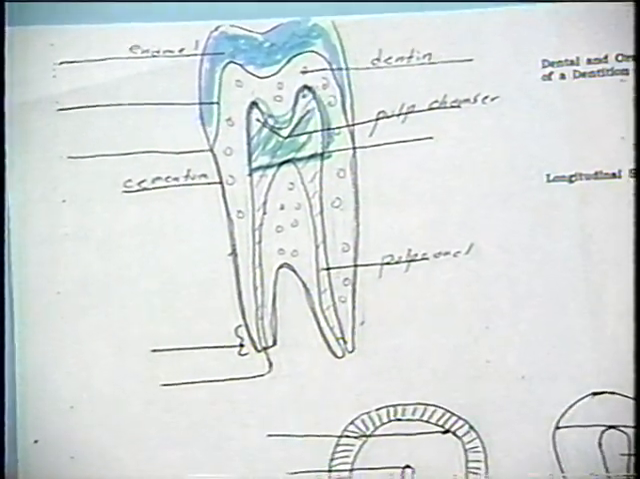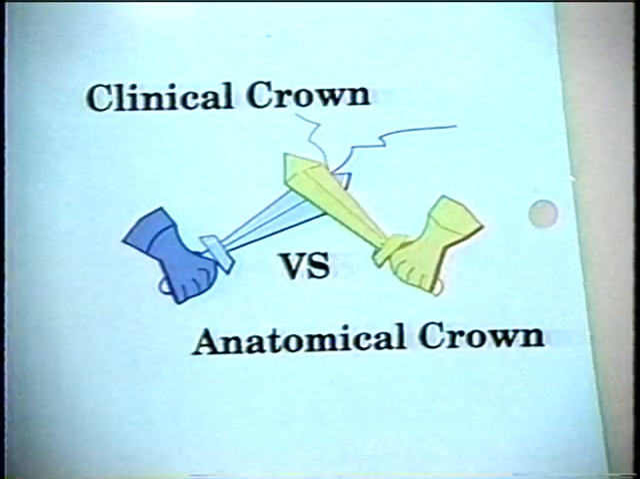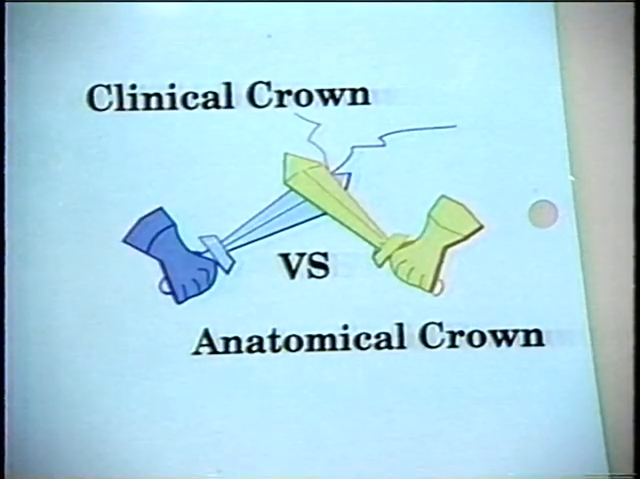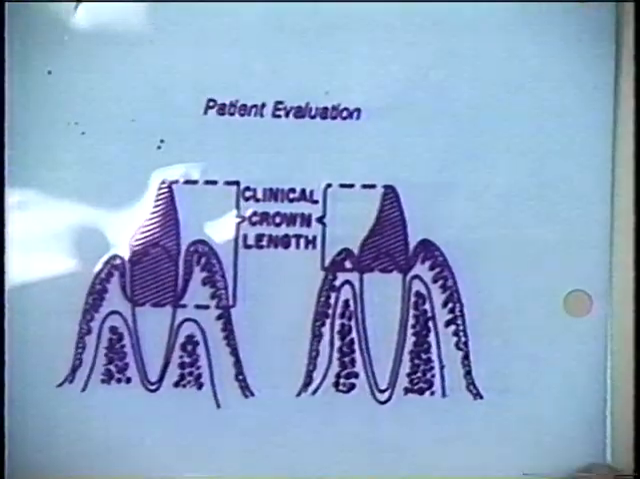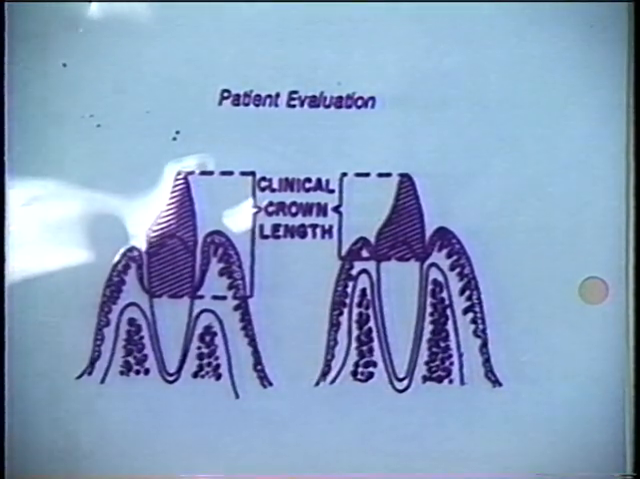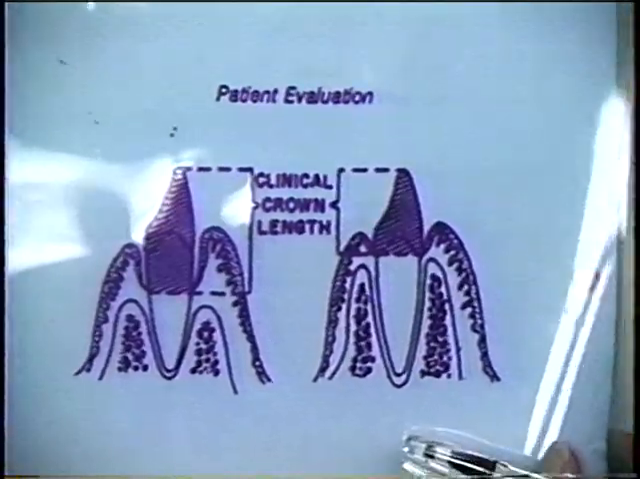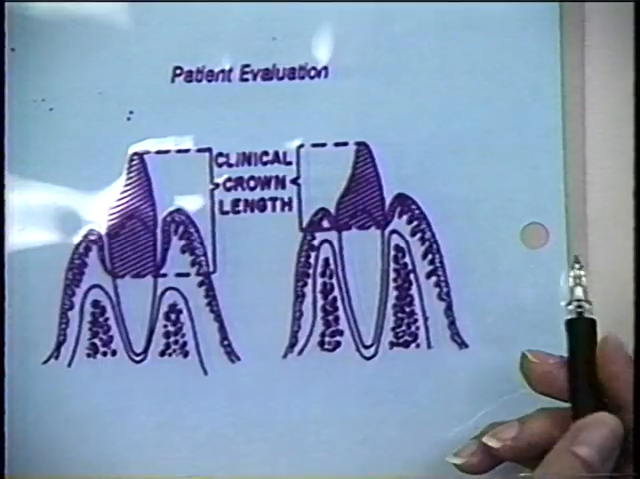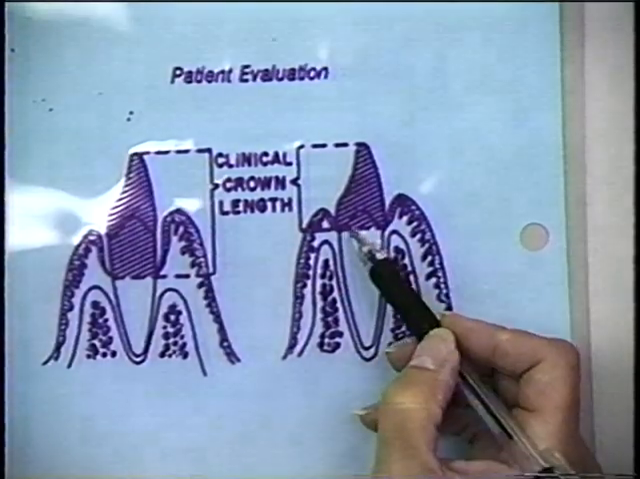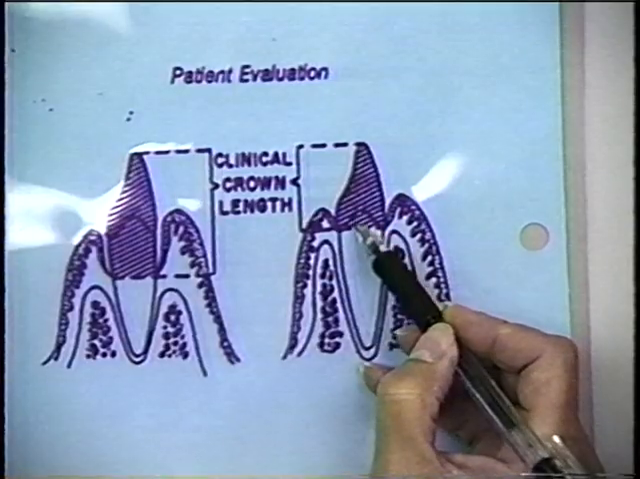Let's go on to the anatomical crown. Clinical crown versus the anatomical crown. Looks like a fight there, doesn't it? I have what I think is a pretty good overhead for that. I'd like to do the anatomical crown first. The anatomical crown is the part of the crown that's covered by the enamel.